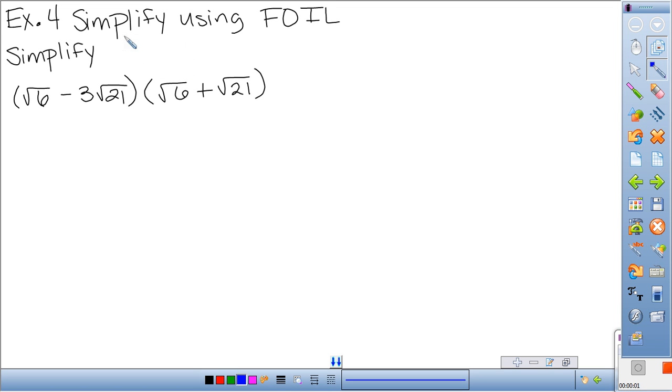This is 11.2, example 4. 11.2 is operations as radical expressions. In example 4, we're going to simplify radical expressions using FOIL. So obviously, when they are asking us to simplify, we're multiplying these two binomials together.